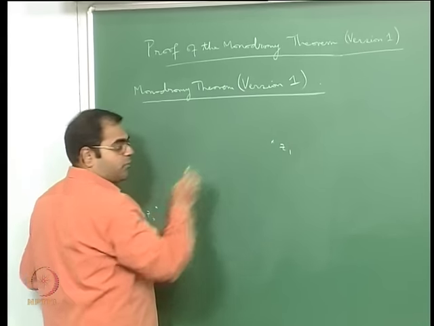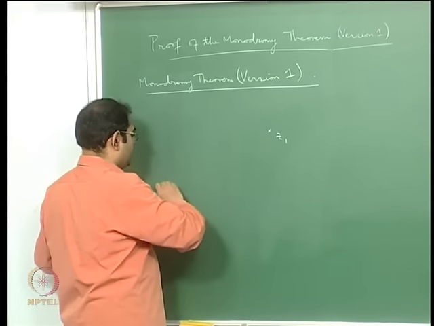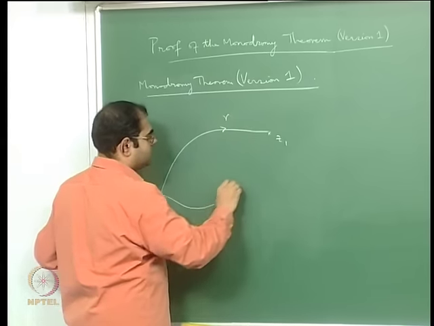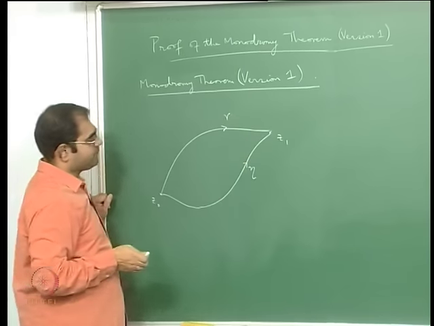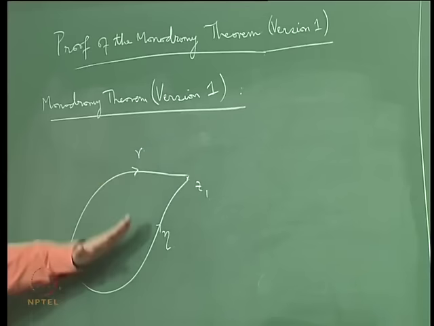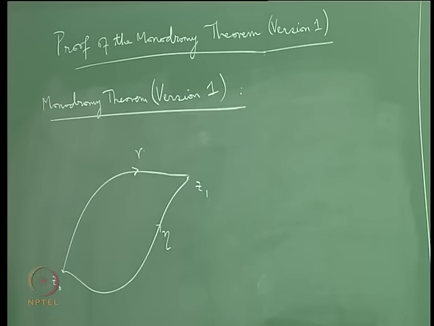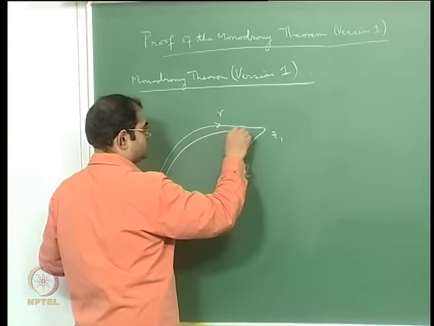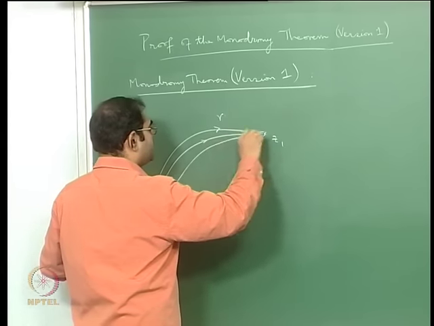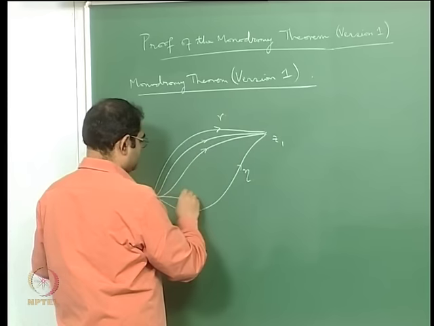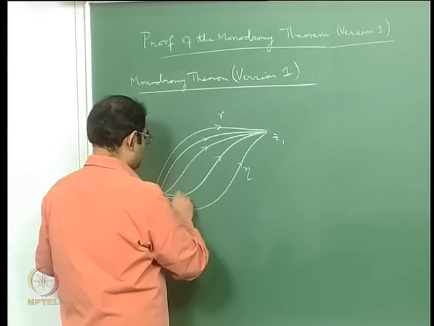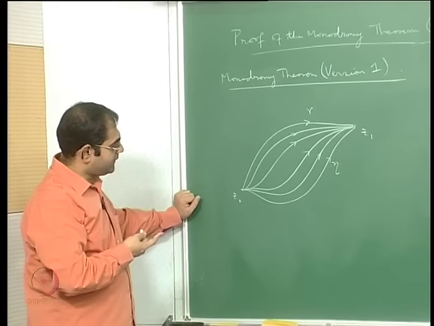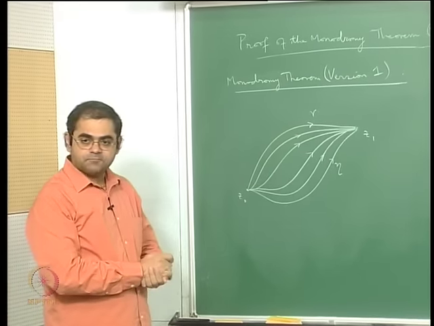So z0 and z1 are two points, and you have two paths. There is a path gamma from z0 to z1 and another path neta from z0 to z1, which are homotopic. So there is a homotopy from gamma to neta by intermediate paths, which means I can continuously deform the path gamma to the path neta. Of course, because the complex plane is simply connected, any path like this can be deformed to a path like that, okay.